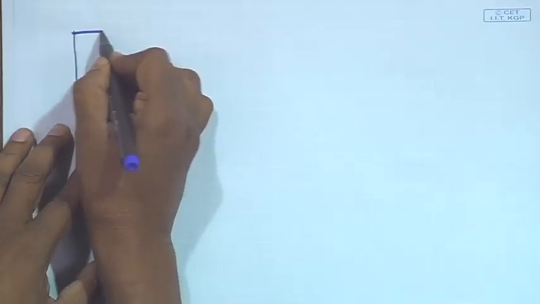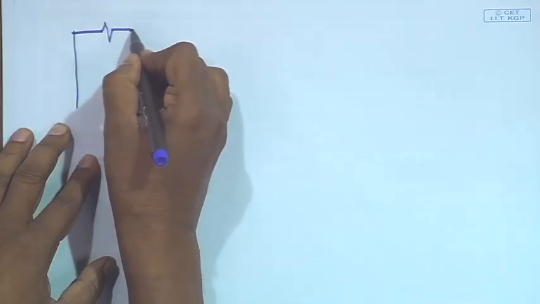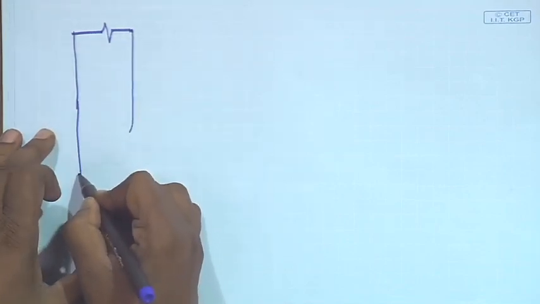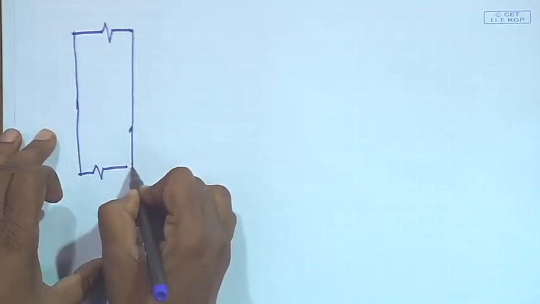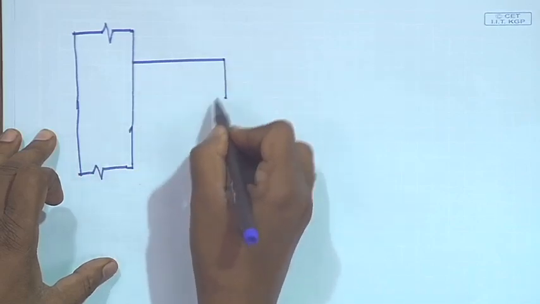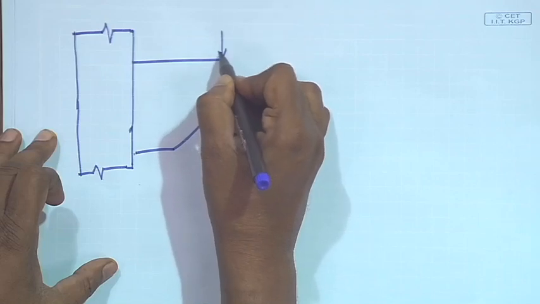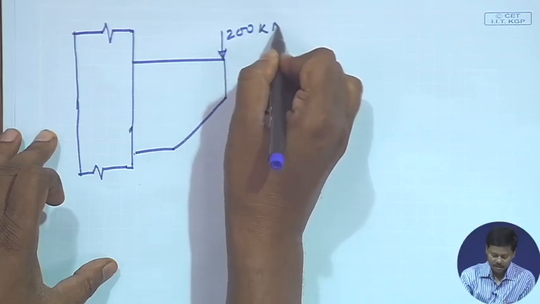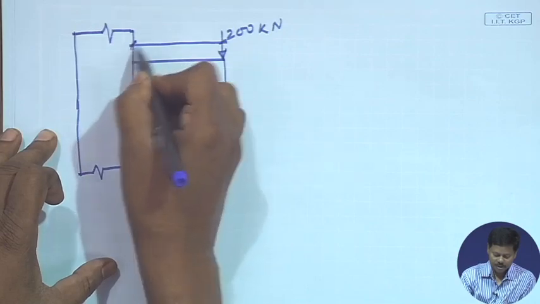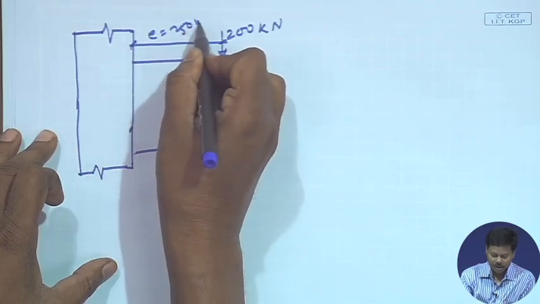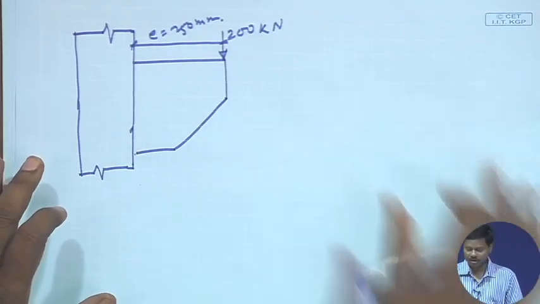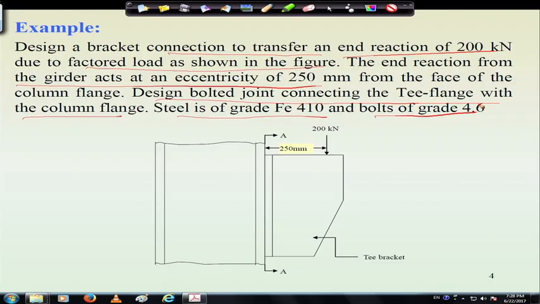So, if I see here, first of all, the stanchion is connected to a bracket, and a load of 200 kilonewton, which is P, at a distance of E equal to 250 mm. These are the two things given, right. So, we have to go for the solution.